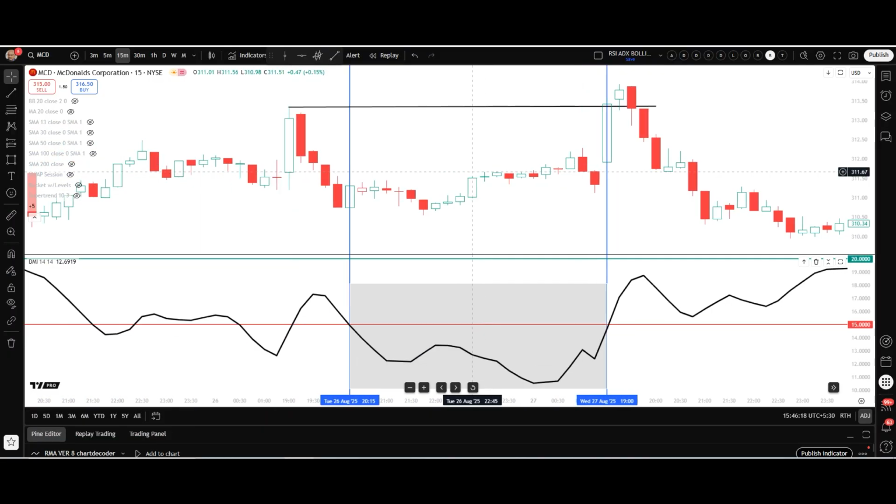Here is McDonald's Corporation on a 15-minute chart. Notice how the ADX sank below 15. Price action was just a narrow box of movement. The breakout failed and only range scalpers could survive. For momentum traders, this type of situation is poison.